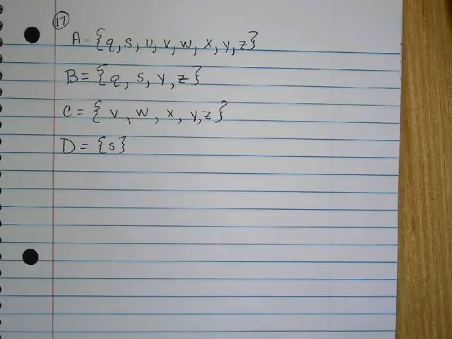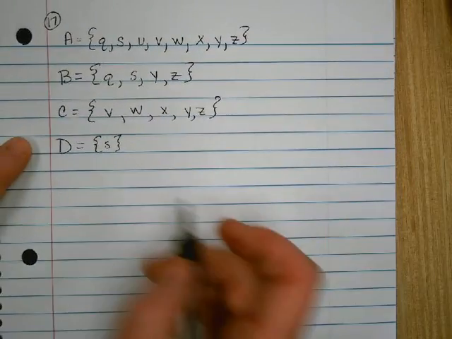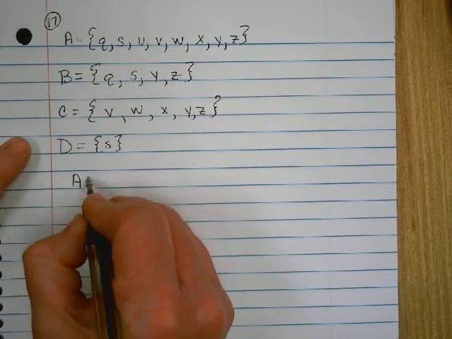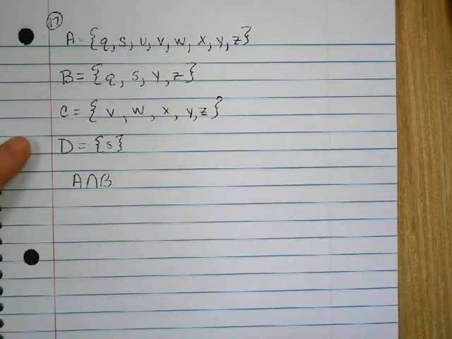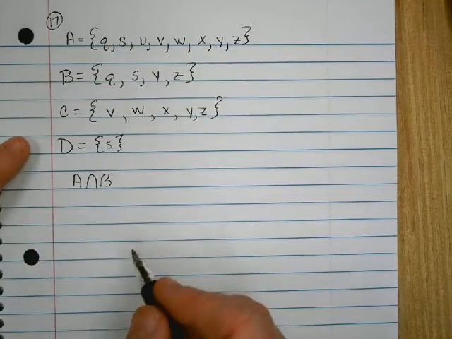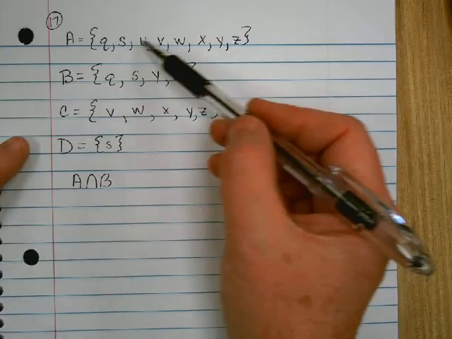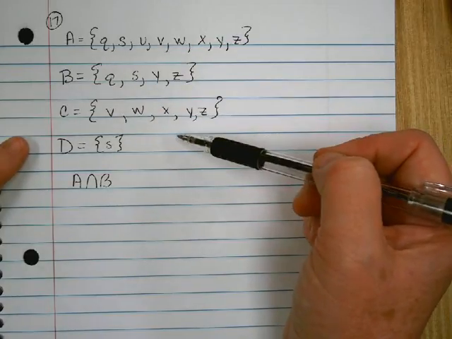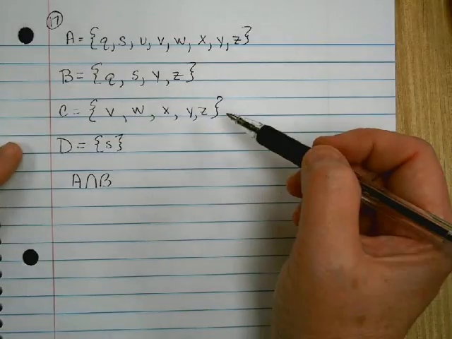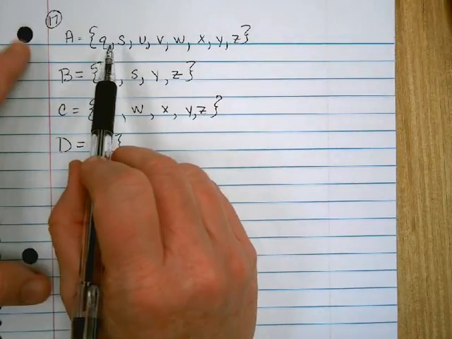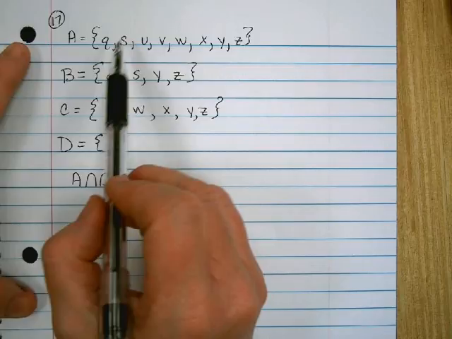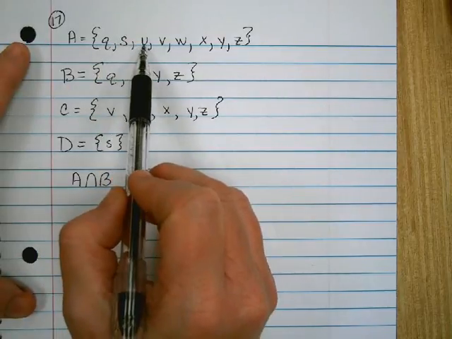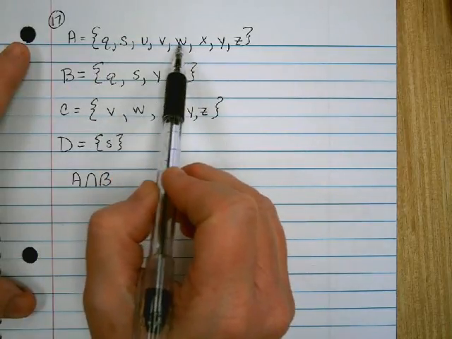So 17 wants us to find A intersect B. That means, what do they have in common? Is there something? Is there one of these that's not correct before we go forward? Let's see, call it out and let me check it. You call it out from your paper, let me check it. A is Q, S, U, V, W, Y. W and Y. X and Z aren't in there?